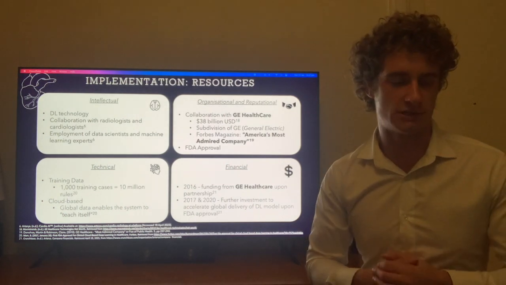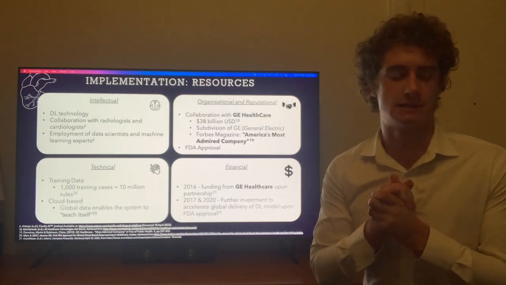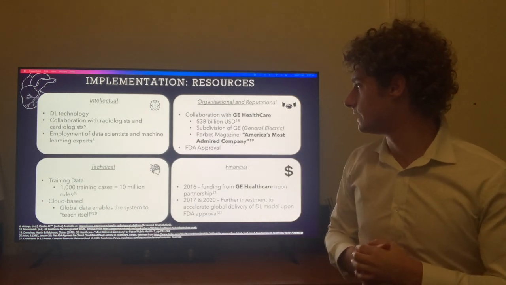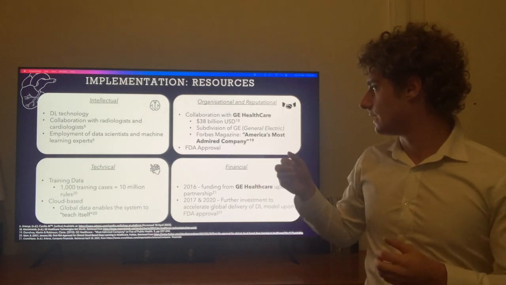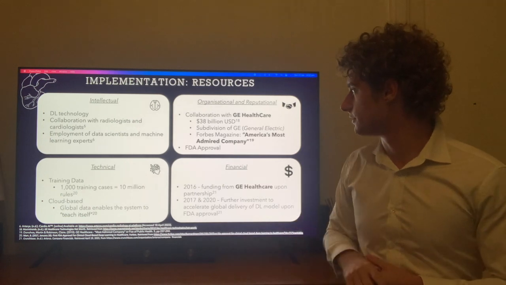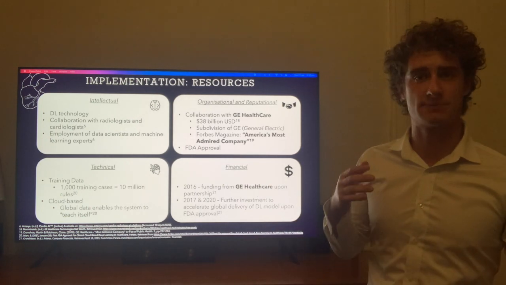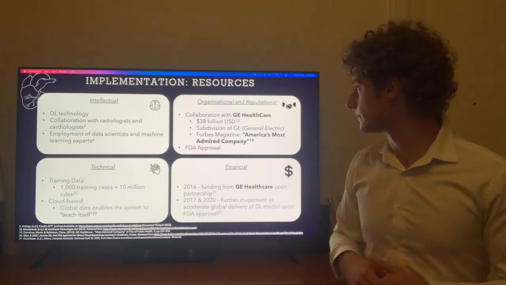So what were the resources utilised by Arterys in this context? Well, there were obviously intellectual resources in terms of the digital learning technology, the collaboration with radiologists and cardiologists, the employment of data scientists and machine learning experts was essential in further developing the technology.